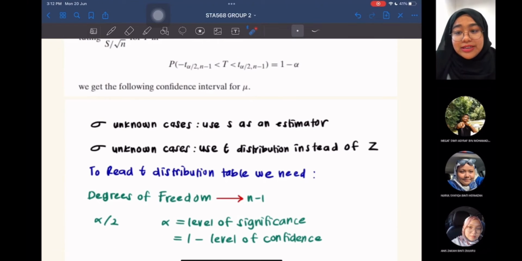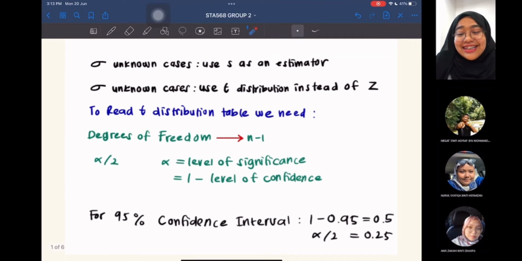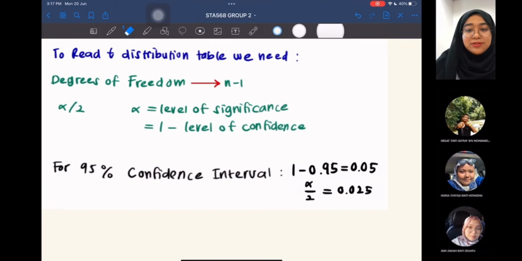In the sigma unknown case, we use the sample standard deviation s to estimate sigma. We also use a probability distribution t instead of the z distribution. This t distribution accounts for a smaller sample size and is used to estimate the population standard deviation. The area under the t distribution looks very similar to the z distribution. To read the t distribution table, we need two things, which are degrees of freedom and the upper tail area under the curve, which is alpha divided by 2.